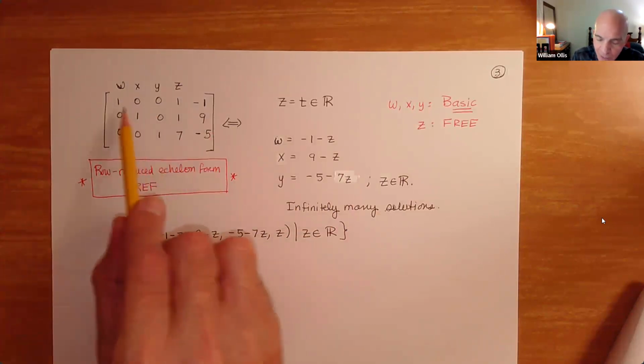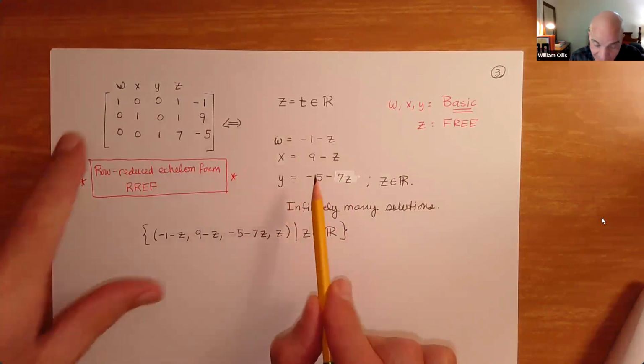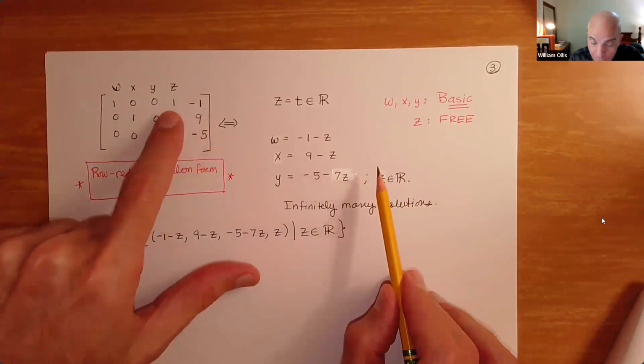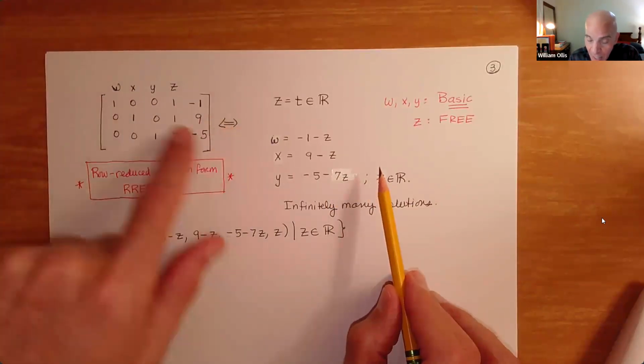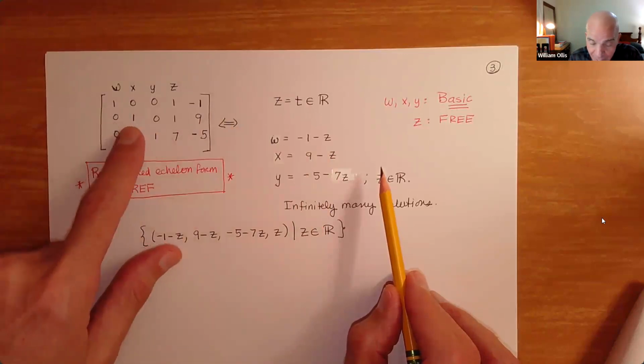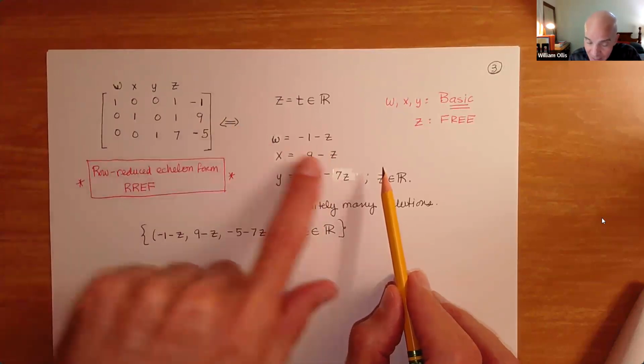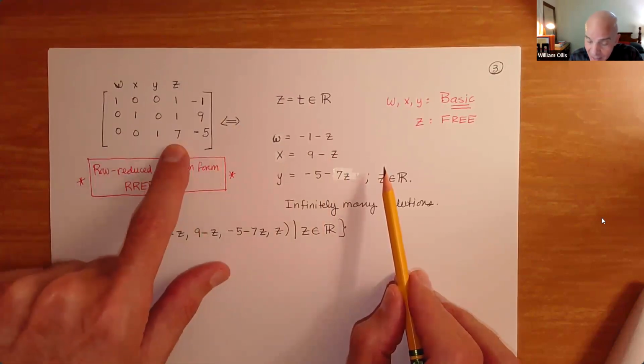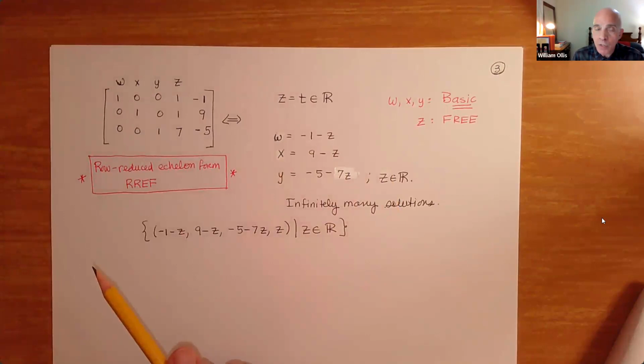So now we can simply go right to the equations. That is now transposing everything. W is now -1 minus, we think of subtracting, minus Z. X is now 9 minus Z, and now Y is negative 5 minus 7Z. So I've just skipped the step of writing down all of the variables on one side. I just left the basic variable on the left and moved everything else over with the free and the constants.